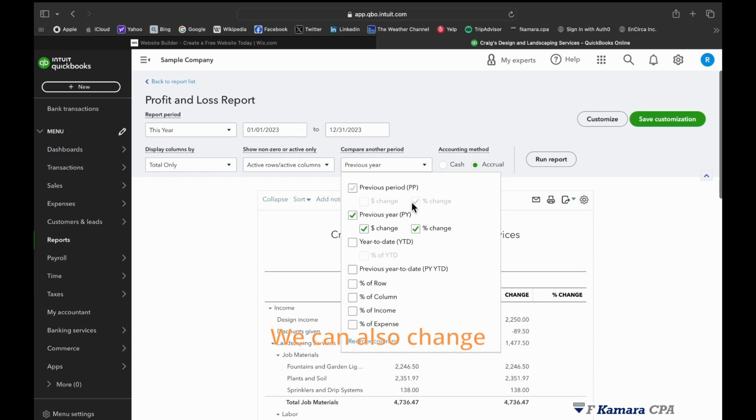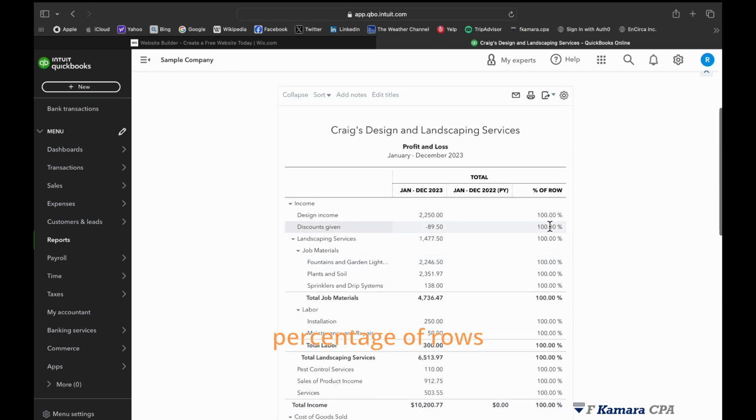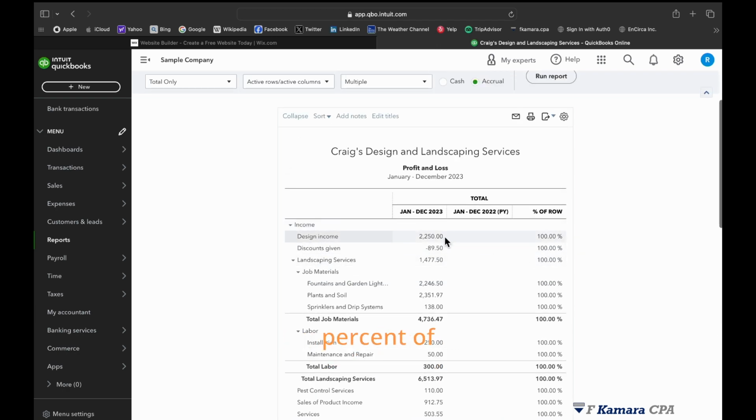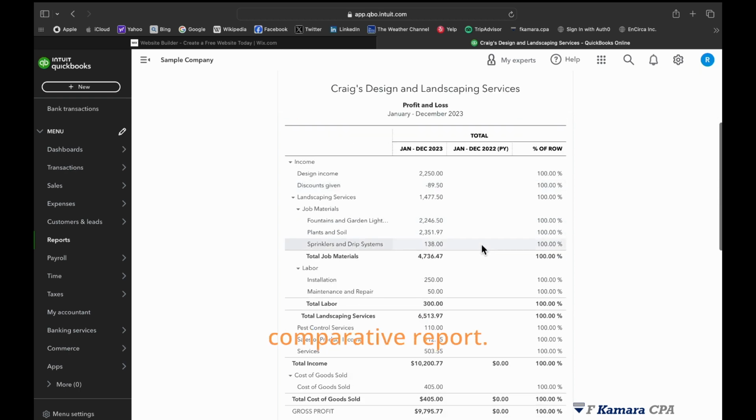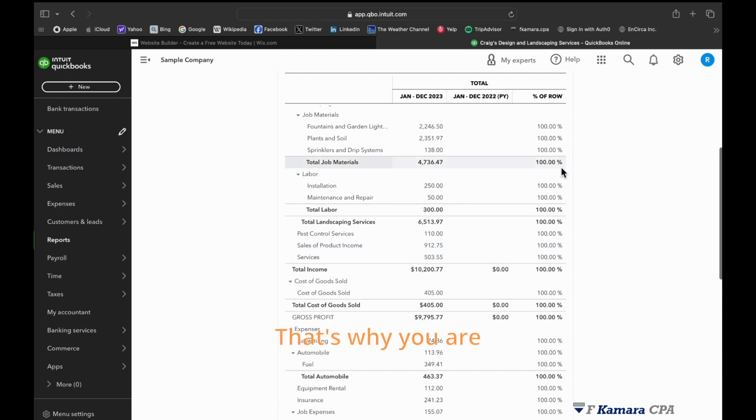We can also change this to percentage of rows. So if we run this, now you see you can get the percentage of rows, that is 100% of this amount. So you see that's how to run a comparative report. Unfortunately we don't have data in the previous year, that's why you are seeing 100.